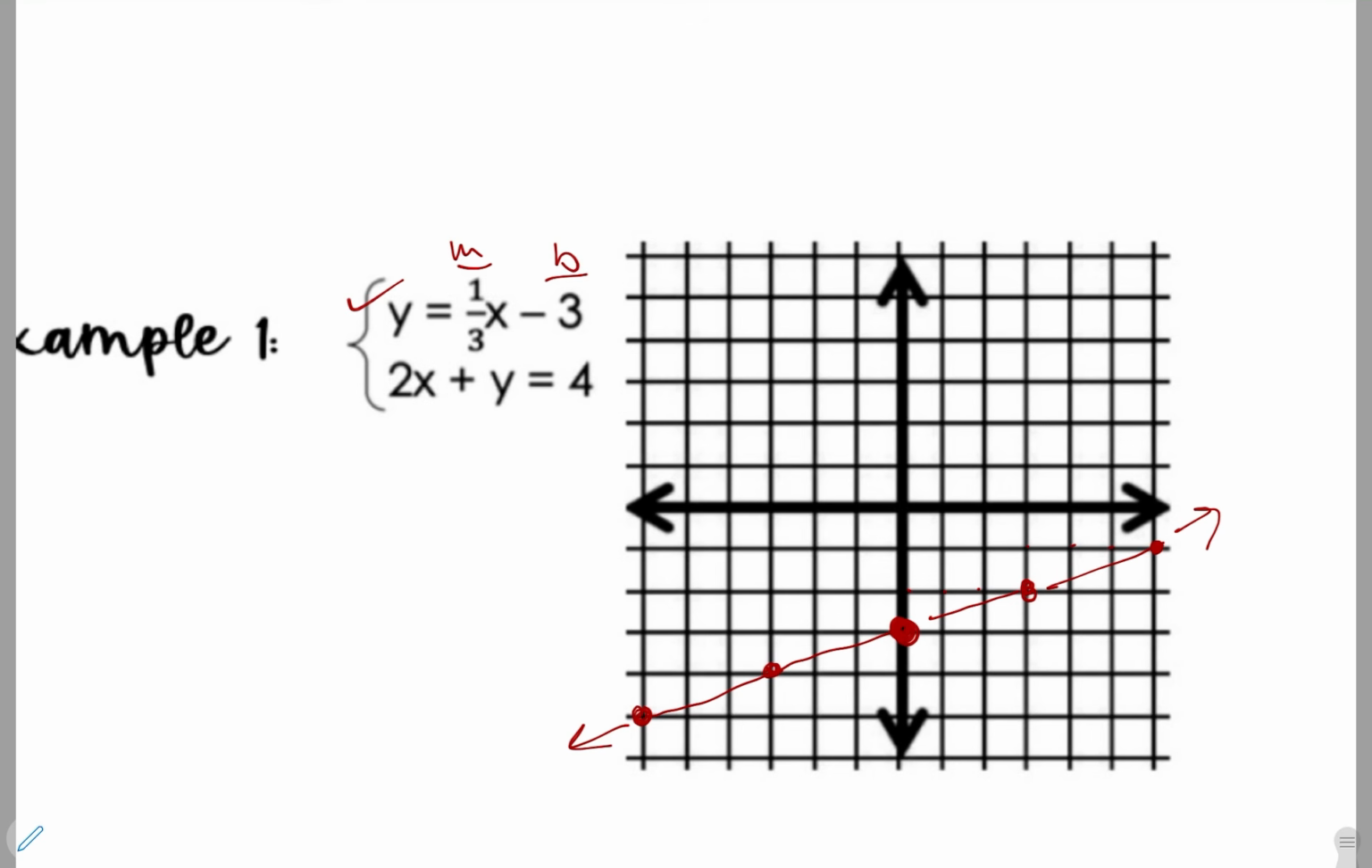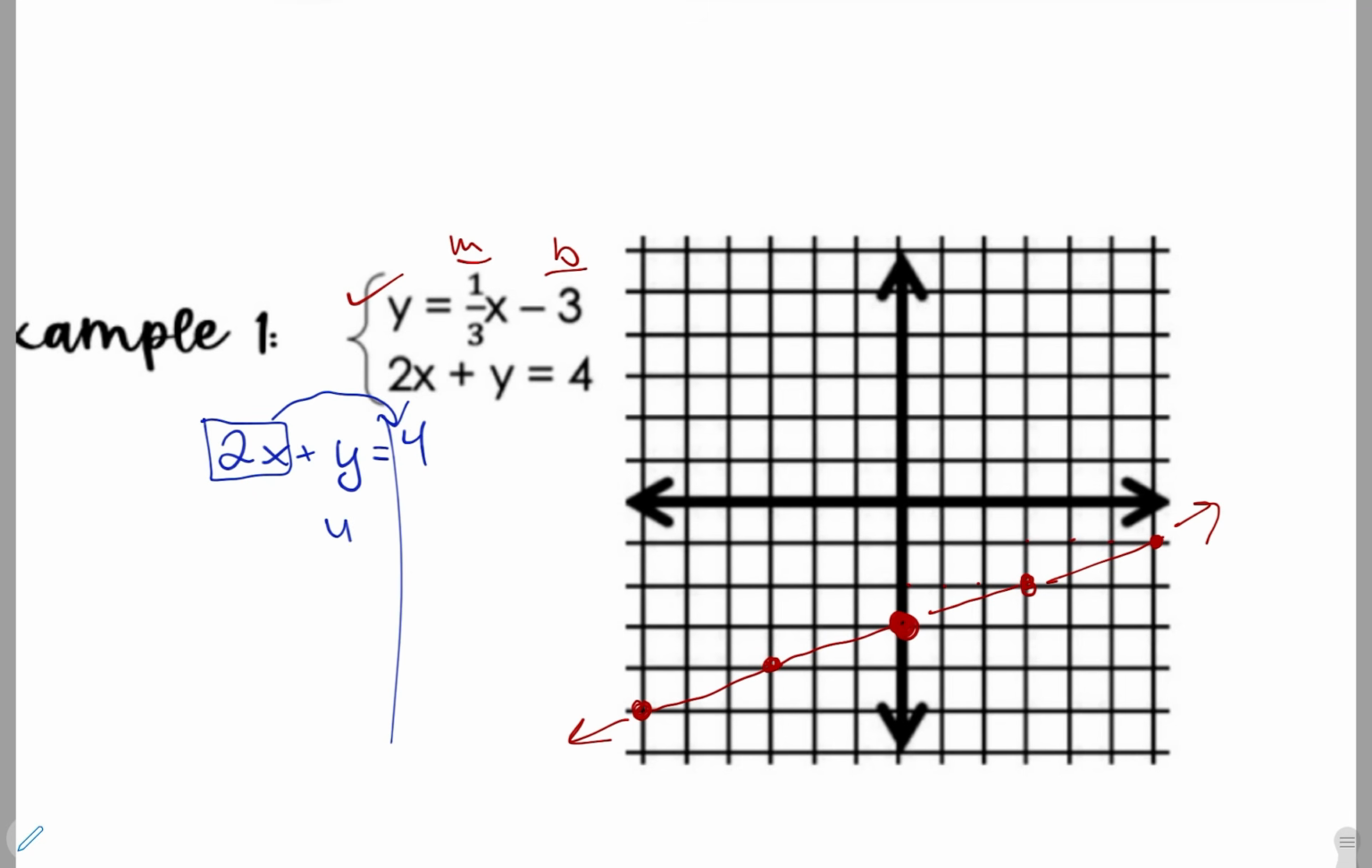Now, the next line is not ready to go. I repeat, the next line is not ready to go. So what we're going to have to do is put it in slope intercept form, meaning we got to get y by itself. So I'm going to rewrite the problem so I can do some separate work. I'm going to use the UPS FedEx technique and ship him to the other side. He has to go in front of the 4. So this becomes -2x plus 4.